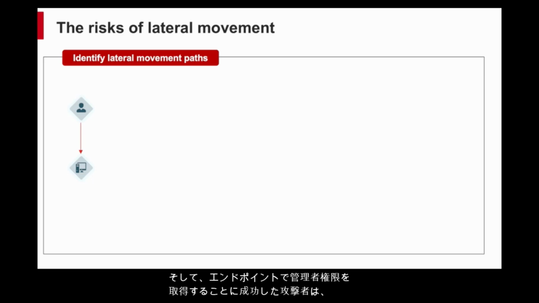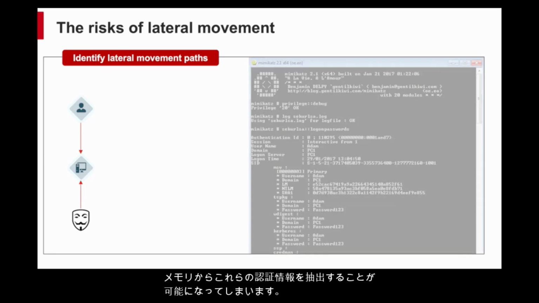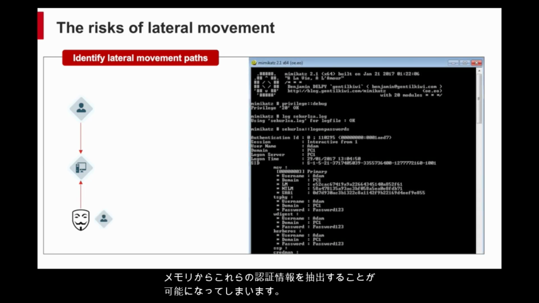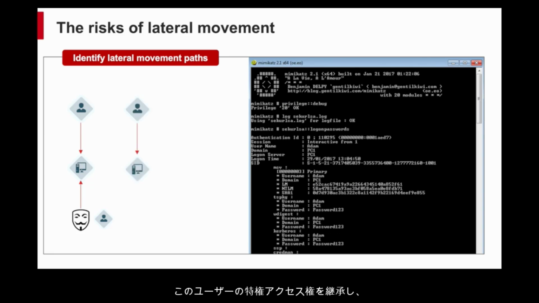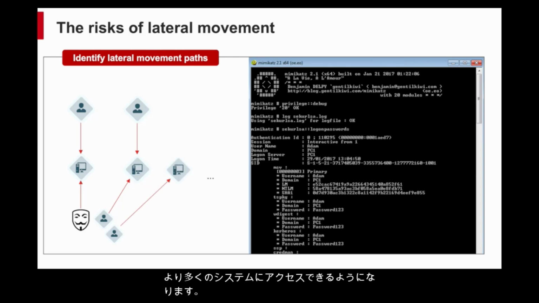Now, an attacker that manages to get administrative rights on an endpoint can use a so-called credential dumper and extract these credentials from memory. Once the attacker possesses this information, they can impersonate the user and inherit this user's administrative access rights. So they can log in with admin rights to other systems and reiterate this process. So use a credential dumper again, gain more credentials, and get access to more systems.